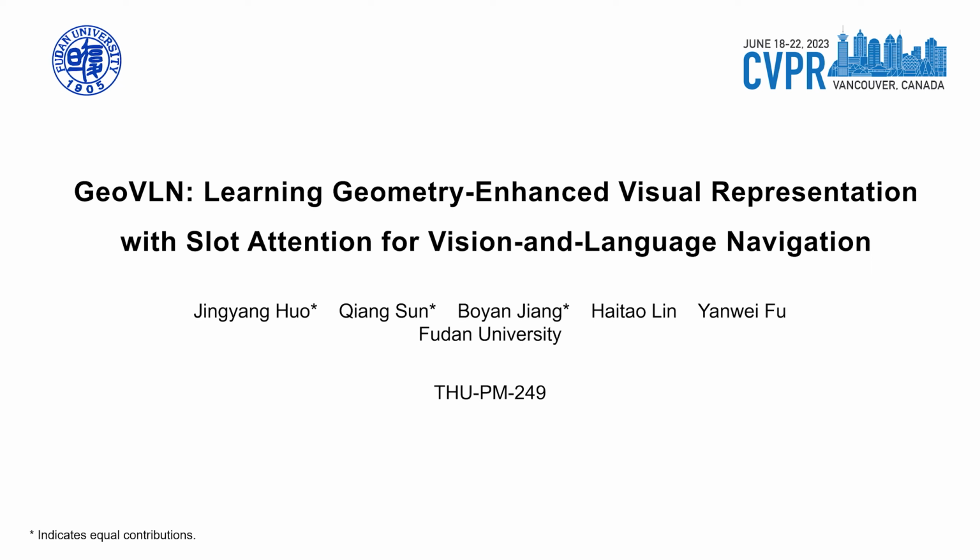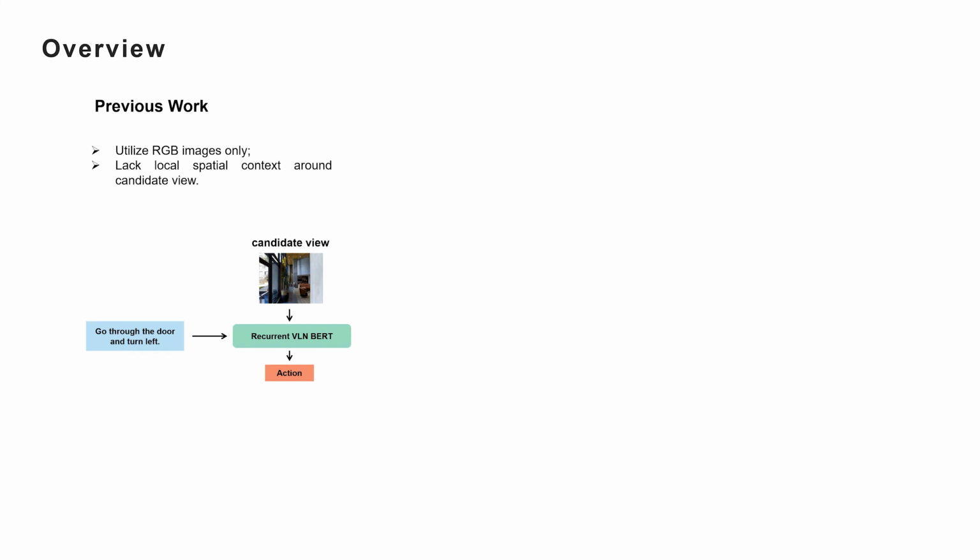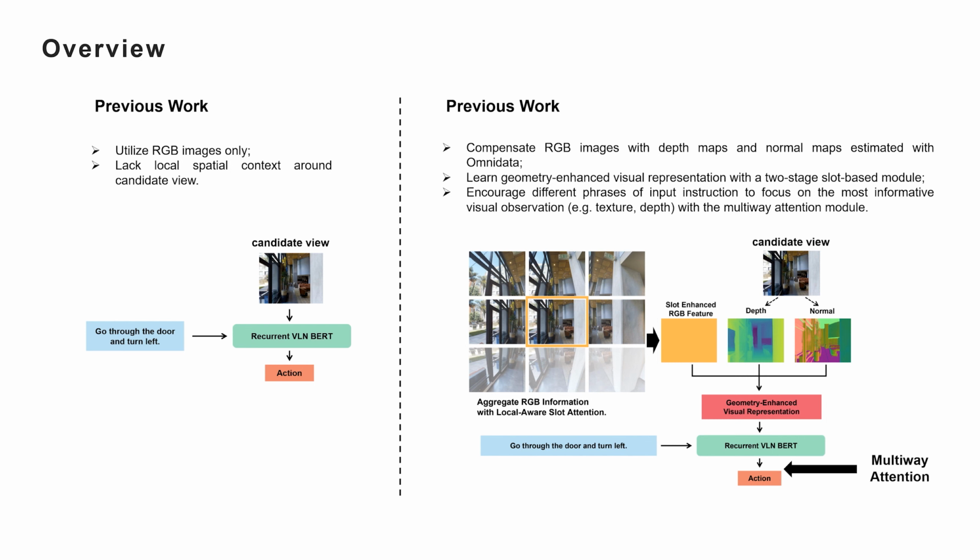In this work, we introduced GeoVLN, a novel framework learning geometry-enhanced visual representation based on slot attention for robust visual and language navigation. Most existing works solving the room-to-room VLN problem only utilize RGB images and do not consider local context around candidate views. To address this limitation, our GeoVLN compensates RGB images with the corresponding depth maps and normal maps estimated by Omnidata, providing enhanced visual inputs.